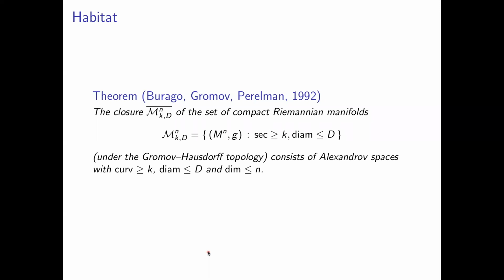Now going back to the Gromov-Hausdorff distance. As I said, where do these spaces arise in Riemannian geometry? You can look at the closure of the set of compact Riemannian manifolds, M(n,k,D), with sectional curvature bounded below by k and diameter bounded above by D. Then you take the closure under the Gromov-Hausdorff topology. That is, you take limits of all these sequences in this space.